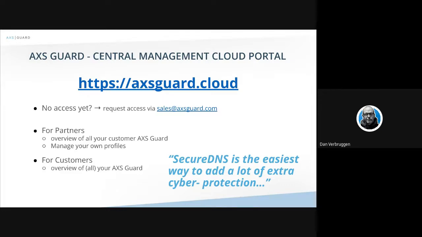As mentioned, this dashboard is available to all our customers. The only thing you need is access to the Access Guard Cloud, the central management cloud portal of Access Guard. In this portal, once you've logged in as a partner, you can see all your customer systems. And as a customer, of course, you can see your own systems, one or many. If you don't have access yet, just send an email to sales@accessguard.com, and we can create a company account with an admin, and then that admin can add extra viewers to the cloud if necessary.